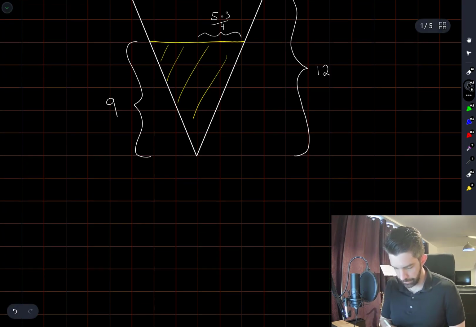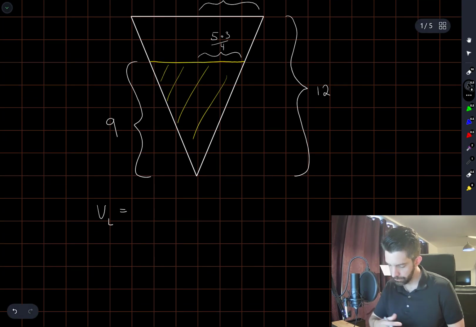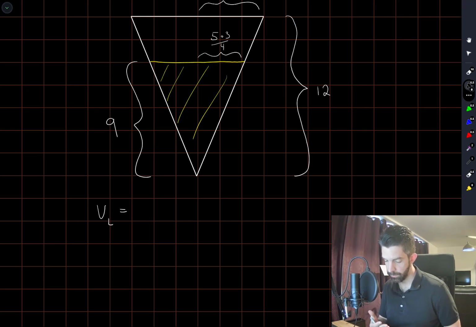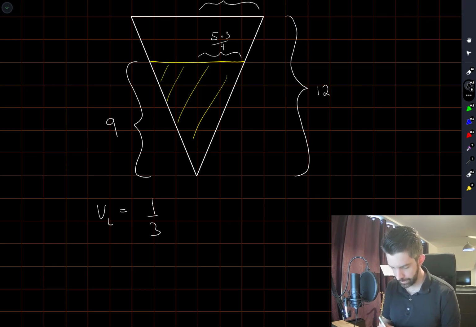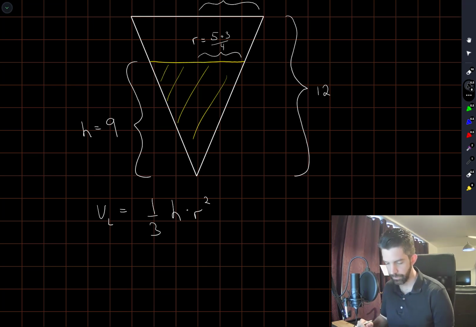And so the volume of the liquid is going to be the volume of the cone formed by the liquid, the yellow part. What is the volume of a cone? It's 1/3 times h times r squared, where h is 9 here, and r is equal to whatever that number is, I guess 15/4.